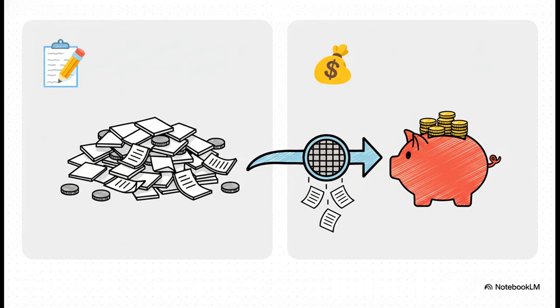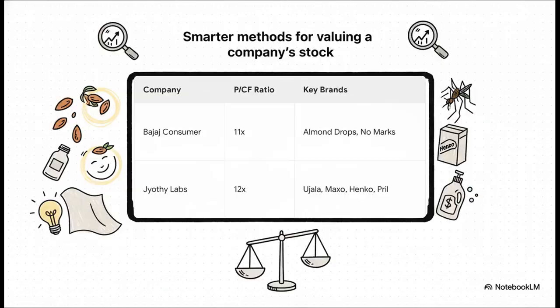Let's look at Bajaj Consumer. At first glance, its PE ratio is 9. That looks pretty cheap, right? But its price-to-cash flow ratio is 11. So what's that telling us? It means you're paying 9 times its reported profit, but you're paying 11 times its actual cash. The cash flow is lagging behind the reported earnings, and that's a super important detail that the PE ratio just doesn't show you.